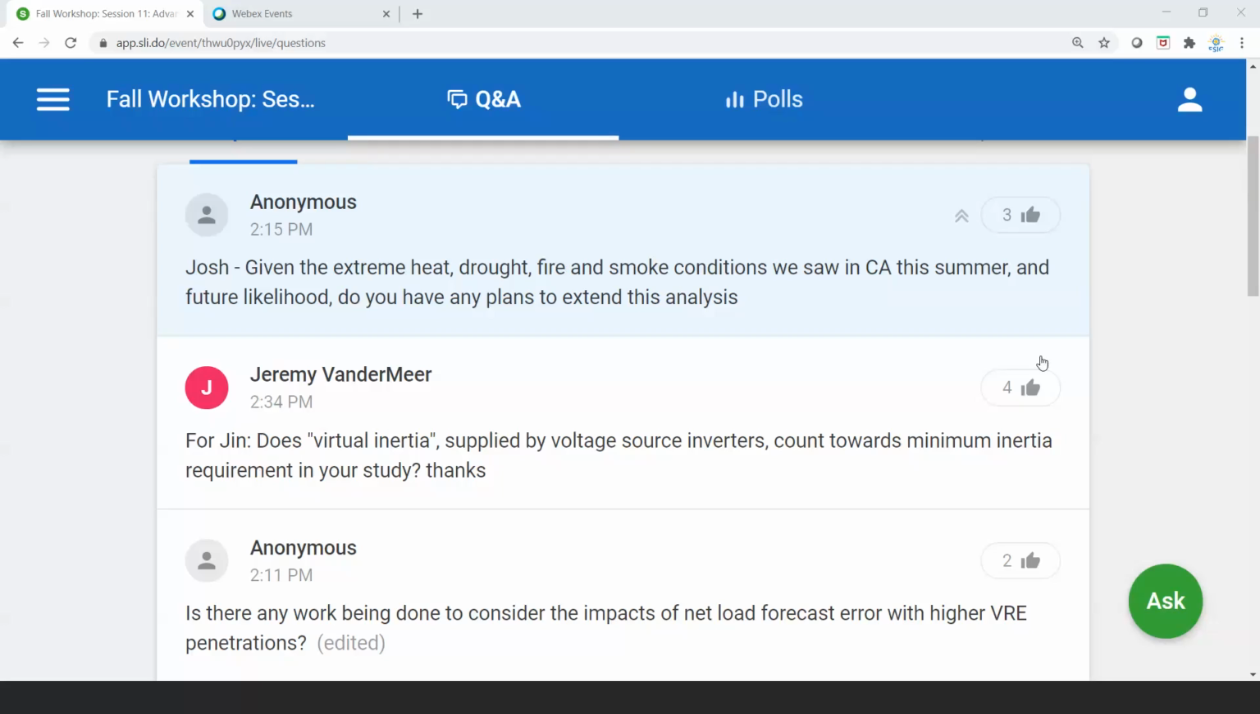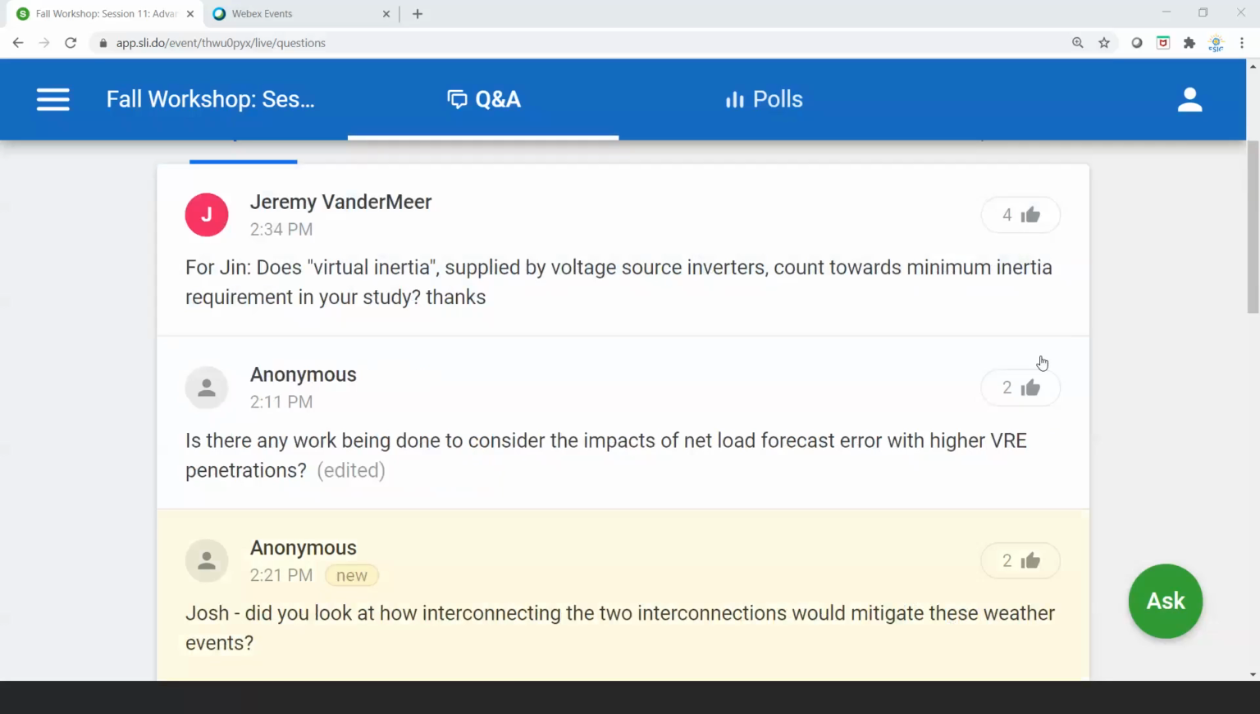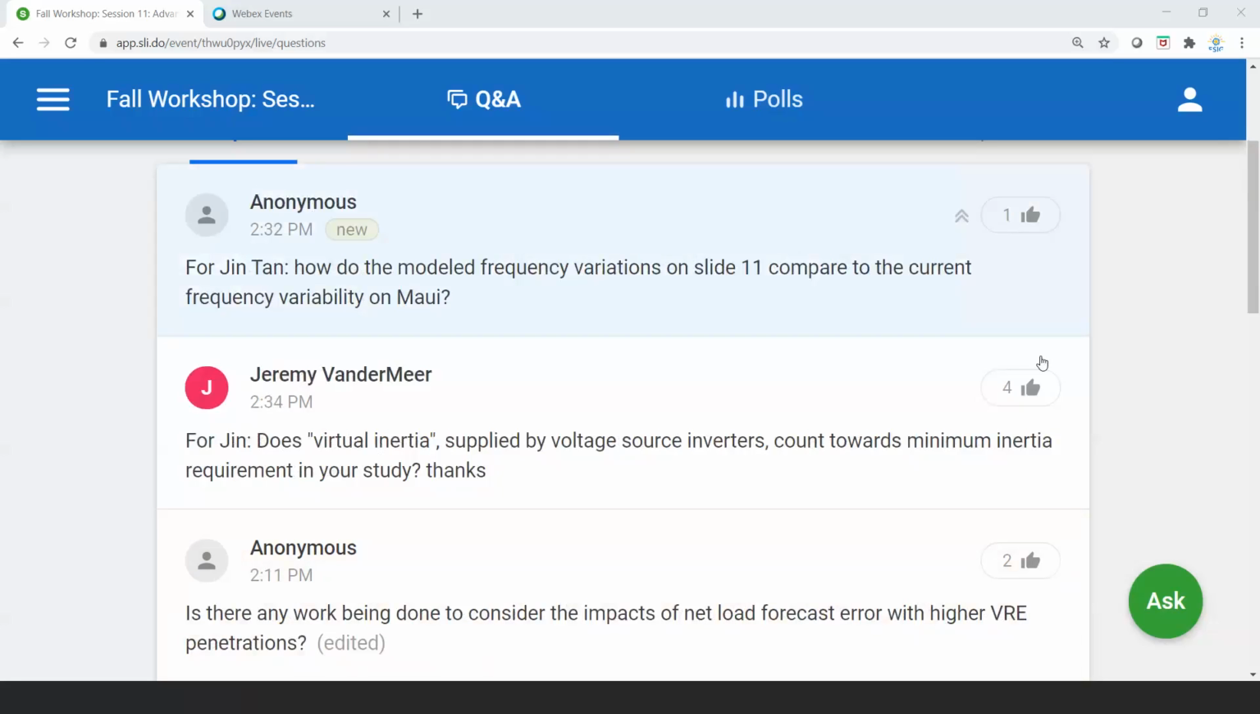Sure. Jen, one of the questions around the frequency variations you showed in the model: have you looked at how that compares to the actual frequency variability in Maui right now? Yes. For how we model it, we got solar variations data from Maui, from measurements, and then used it in our simulation to simulate those frequency variations. We didn't get a chance to compare it to the measured frequency to see what the errors are, but we have confidence that it shouldn't be off too much.